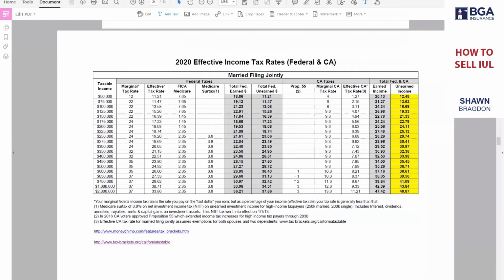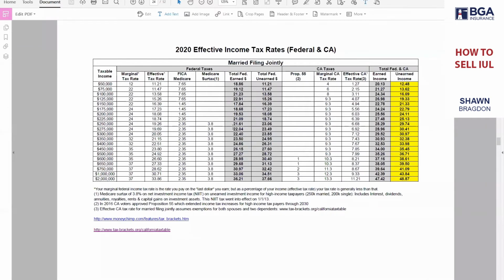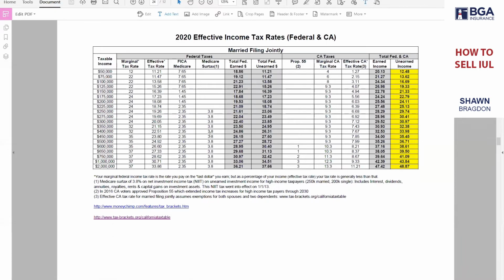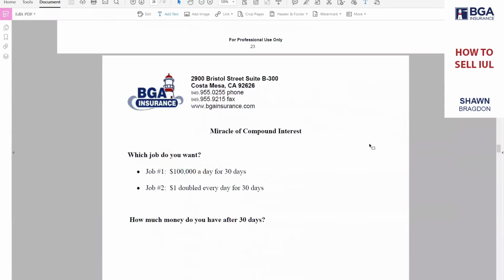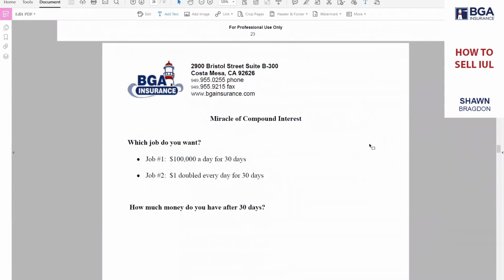A lot of clients I talk to don't realize what kind of tax rate they're in. This is a nice chart. You know, if you're making $300,000 a year, your effective federal and state tax rate is 29.52 for earned income, 30.97 for unearned income. So this is a nice cheat sheet. And then capital gains taxes for someone in California making $300,000, 28.1. Odds are you'll see those rates go up.